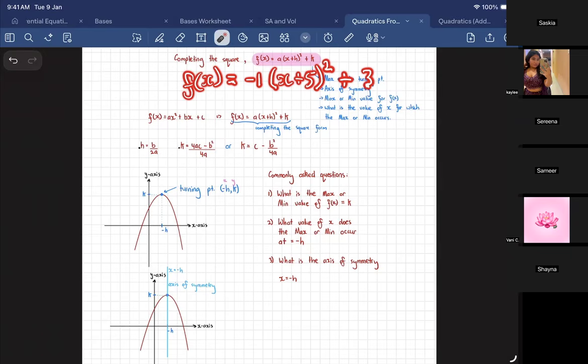It gives you the x value, or the maximum. I'm telling you that x is minus h. Remember, in functions, you take an x value, you put it in, and what do you get out?